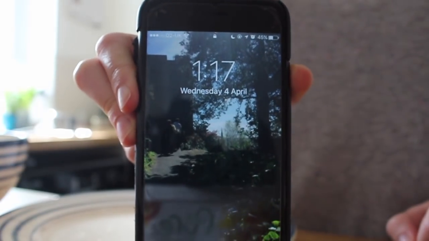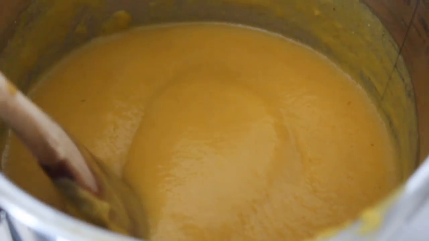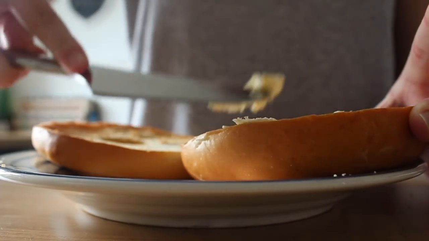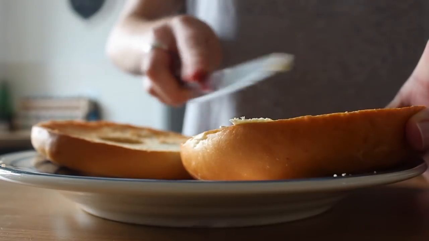At 12:00 I continue to write my discussion of my dissertation for another hour or so. Usually I like to take a little bit of a longer break for lunch, so I had about an hour off where I made soup, I had a bagel, and I just chilled and went on my phone until about 2:00.